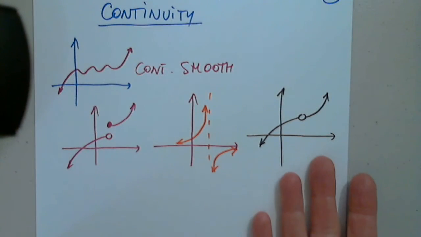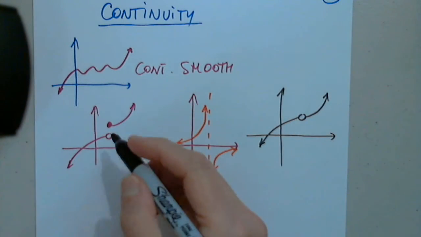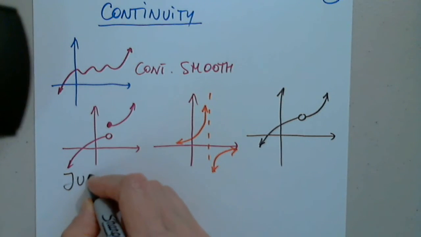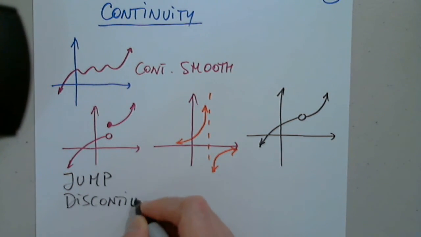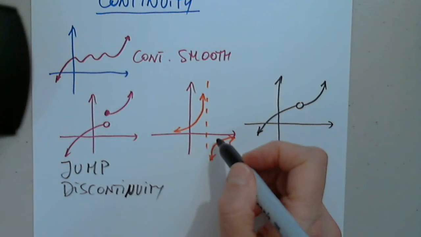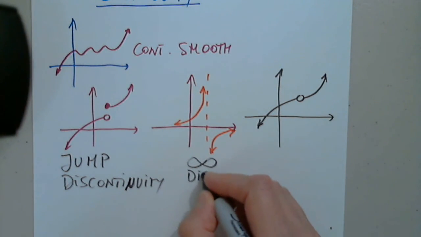Obviously, are these continuous functions? No. What type of discontinuity is this? We call it jump discontinuity. What about this? Is this continuous? You already said no. This is called an infinite discontinuity.